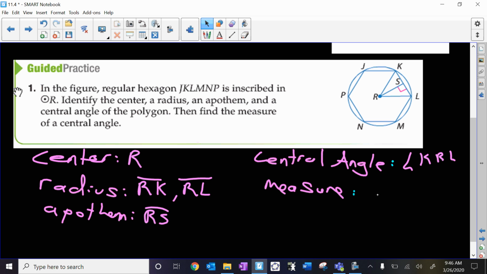And then we're going to find the measure of that angle. So we're going to take the total degrees, 360, divided by the number of sides, which in this case is 1, 2, 3, 4, 5, 6 sides. When we take 360 divided by 6, that's going to get us a total of 60 degrees.